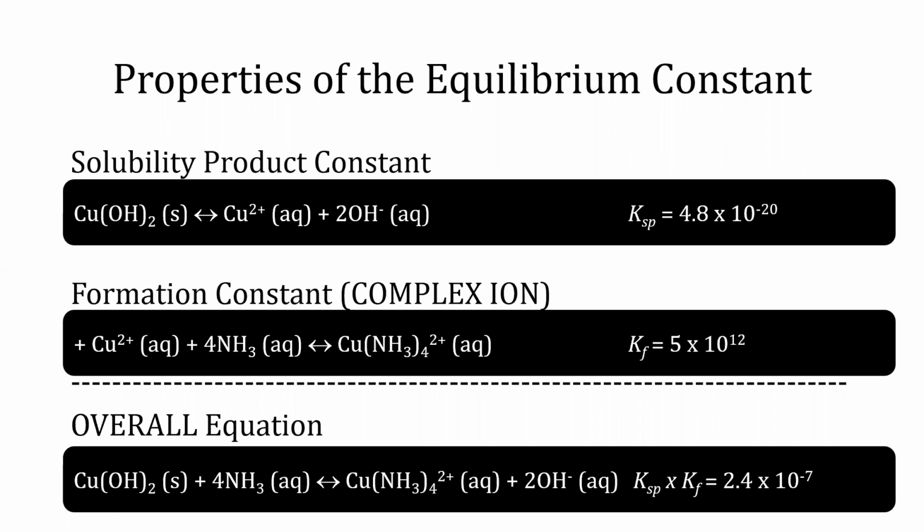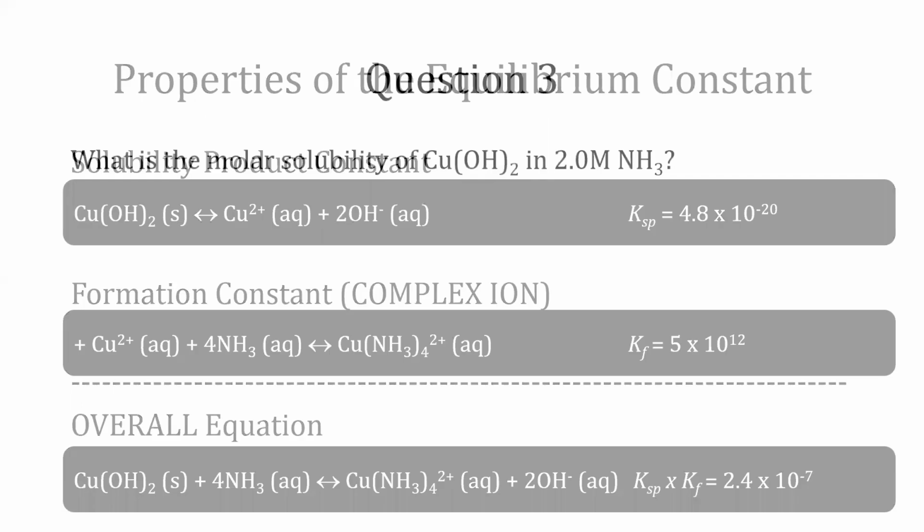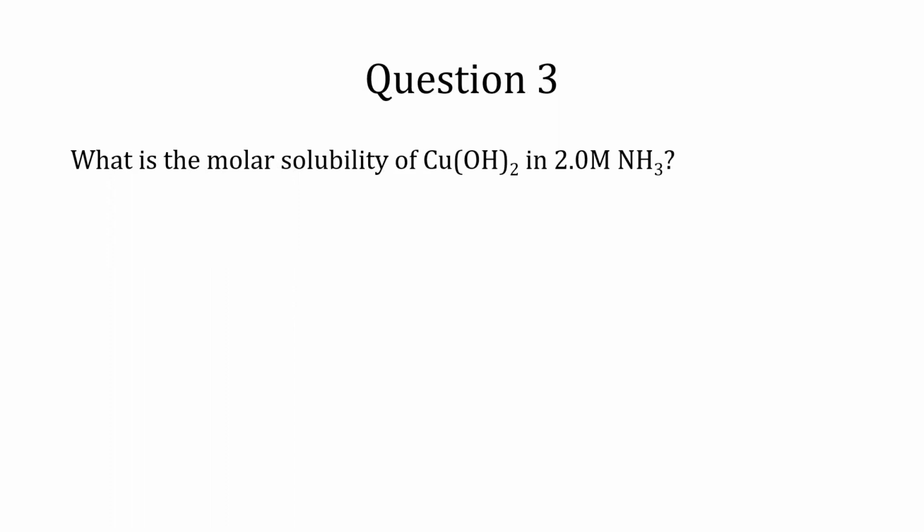In this case, the overall equilibrium constant value when copper 2 hydroxide mixes with ammonia in forming tetraamine copper 2 ion is 2.4 times 10 to the minus 7. Question 3 is, what is the molar solubility of copper 2 hydroxide in 2 molar ammonia?